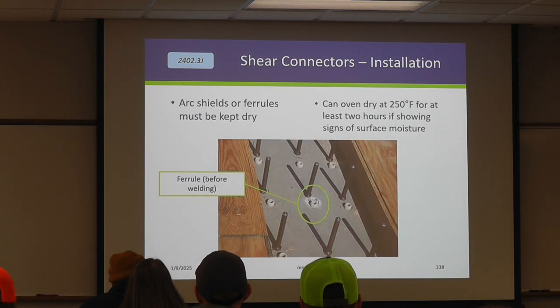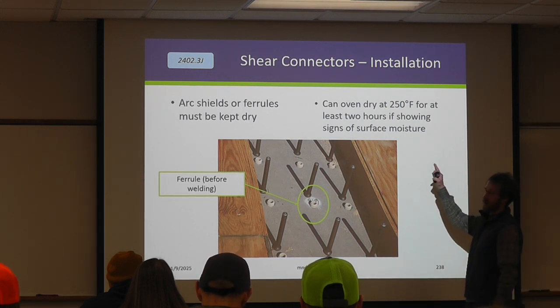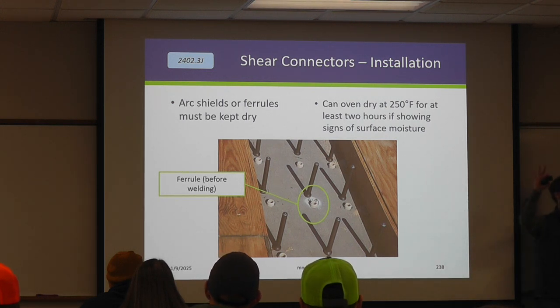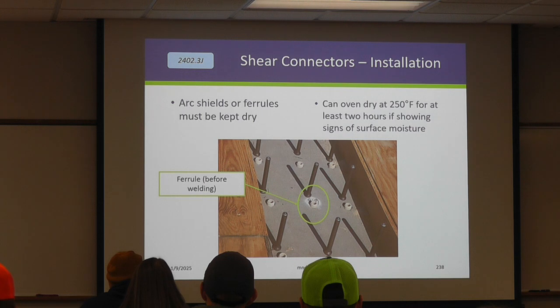That arc shield or ferrule has to be kept dry. That's what's going to protect the weld. If you've done any sort of gas shielded welding, that's performing the same function, right? To protect it as it's cooling. If they do get wet, they can be oven dried just like welding rods. And the spec book talks about those requirements. So generally just keep them dry. That's the better way of handling these things.